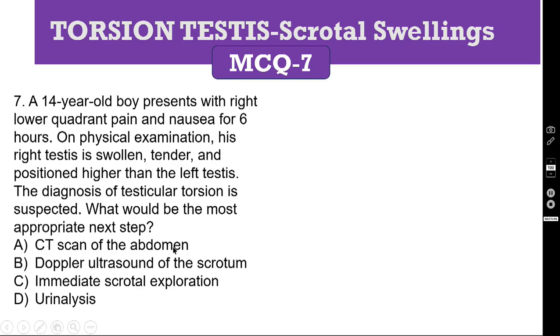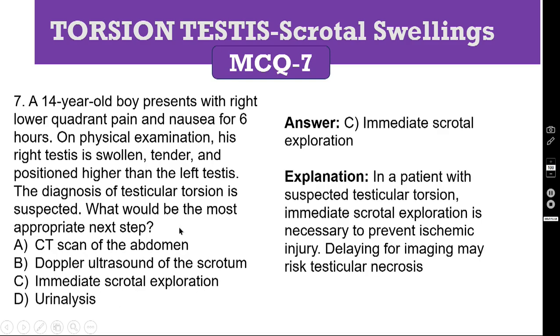A. CT scan of the abdomen. B. Doppler ultrasound of the scrotum. C. Immediate scrotal exploration. D. Urine analysis. So the correct answer is immediate scrotal exploration and confirm the diagnosis of testicular torsion if duplex scan is not done yet.